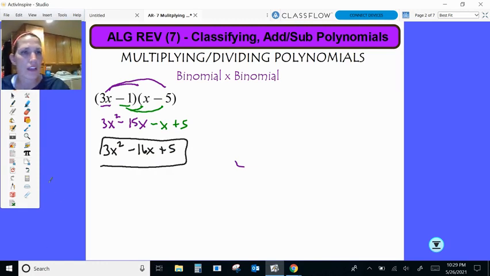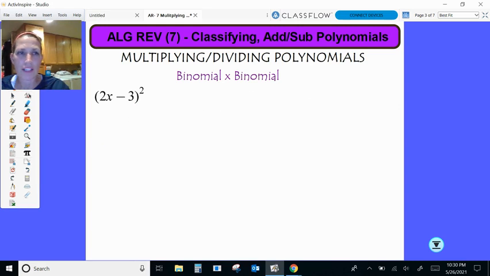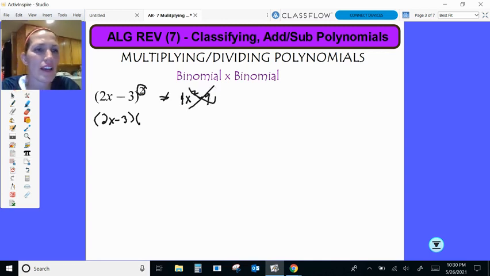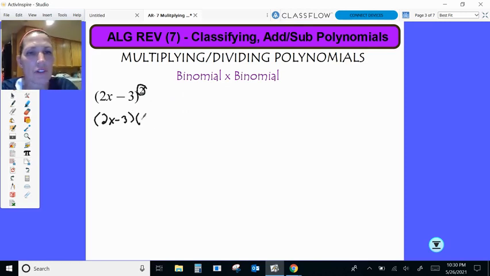Next up, we're going to have a binomial times a binomial again, but this looks a little different. This is 2x minus 3 squared. This means that this is 2x minus 3 multiplied by itself. This does not mean 4x squared minus 9. Do not do that. That is not what that means. The squared means we're going to multiply 2x minus 3 times 2x minus 3 again. Then we FOIL that.